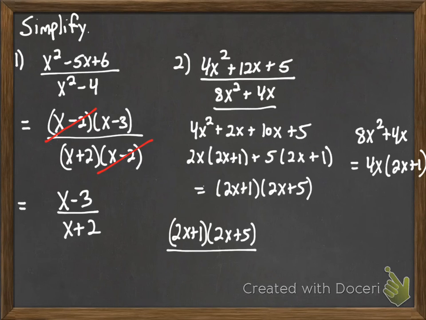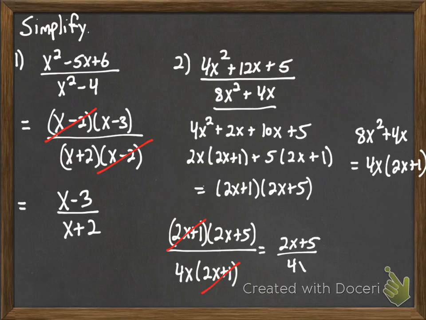So we can take that result, put it in our denominator. 4x times 2x plus 1. And now we've done the bulk of the work for the problem. Again, in these problems, the bulk of the work is going to be the factoring step. Once we've done that, we look to see if there's anything common that we can take out of each one. In this case, we can take out a 2x plus 1 out of each. And so we have our final answer, 2x plus 5 over 4x.